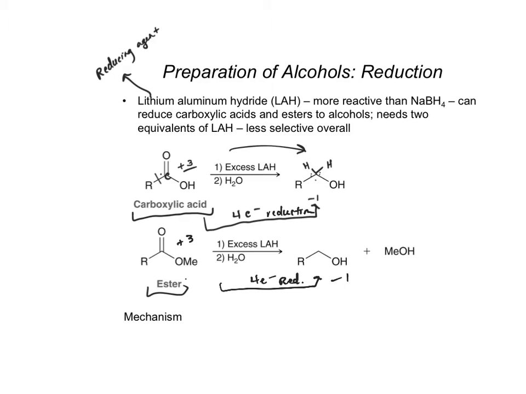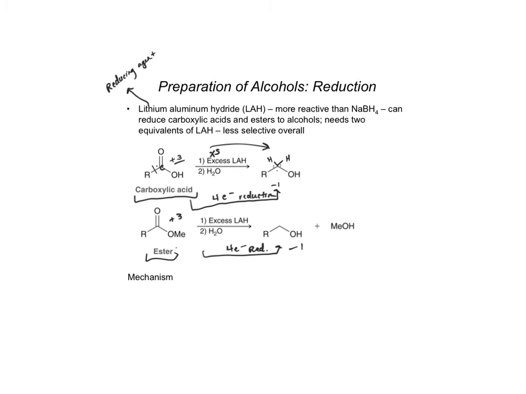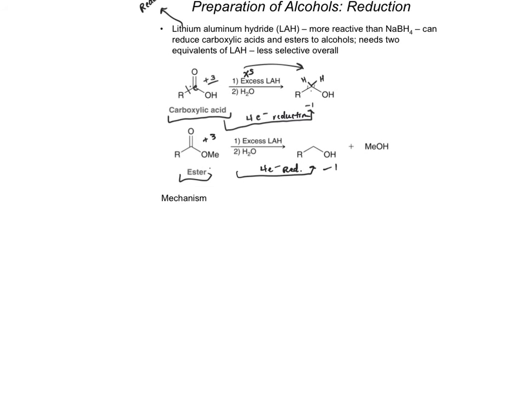Okay, so we can do that, right? Lithium aluminum hydride, as long as there is an excess of it, can do this, because we need more than just 1 reducing agent. For every molecule, we'll need 2 reducing agents, because we need 4 electrons overall. All right, so then what is the overall mechanism? We're going to do this for the ester.